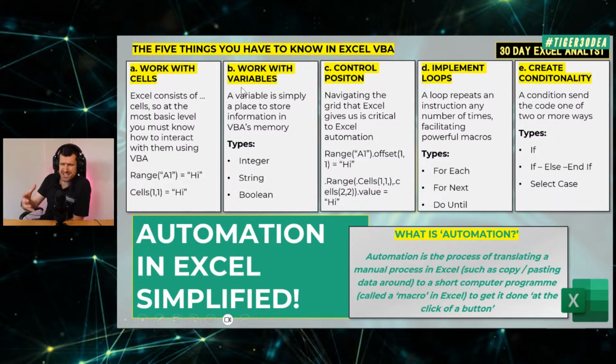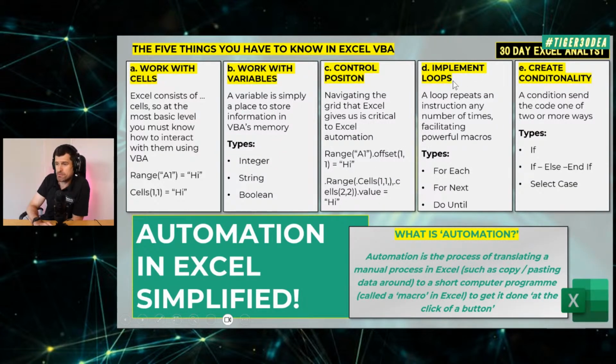So a variable, it's a bit of a mysterious thing, isn't it? If you've never done any computer programming, it's just a place to store information. That's all it is. Store information in the computer's memory. Absolutely critical to efficient and powerful macros and VBA routines. You've got to be able to control position. And that means using the offset method, or more recently, I've been favoring the dot cells method.